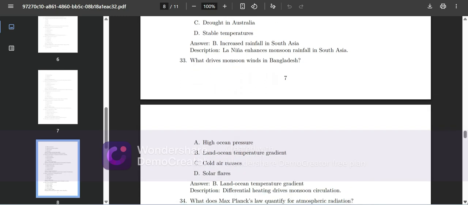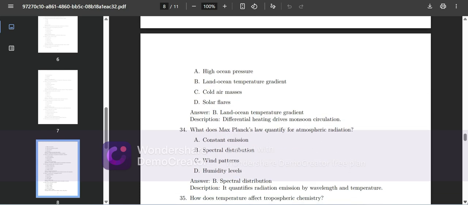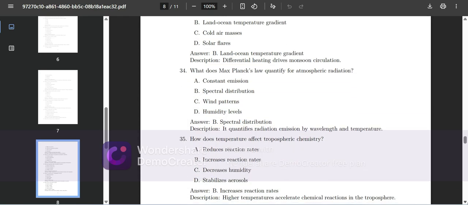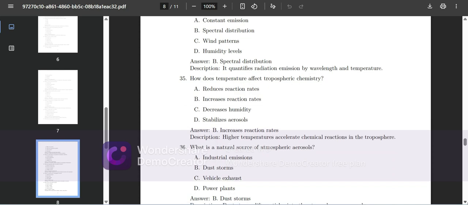What drives monsoon wind in Bangladesh? Land-ocean temperature gradient. Differential heating drives monsoon circulation. What does Max Planck's law quantify for atmospheric radiation? Spectral distribution. It quantifies radiation emission by wavelength and temperature.